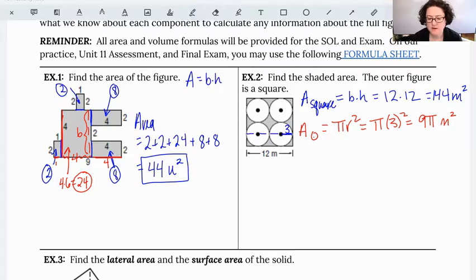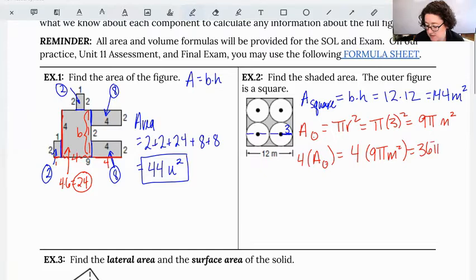And if we think of it, we have 4 of those all put together to take up that space in the square. We would take 4 times the area of our circles, or 4 times 9 pi meters squared, which is the same thing as 36 pi meters squared.